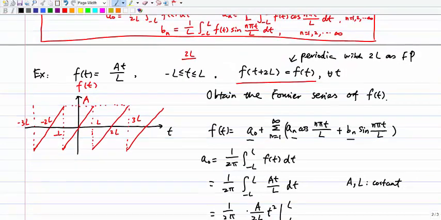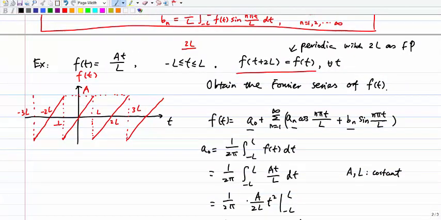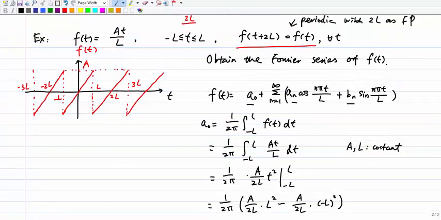So a0, according to the definition, is given by 1 over 2L integration from negative L to positive L f(t) dt. We just replace this f(t) by its definition, which is At over L. Sorry, so it's 1 over 2L, negative L to positive L, At over L dt.